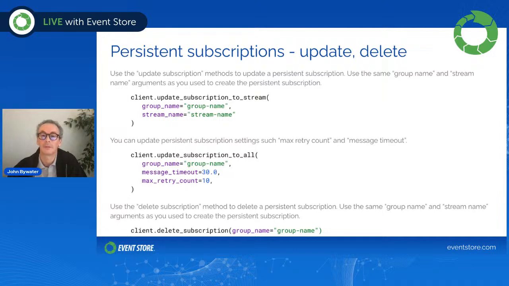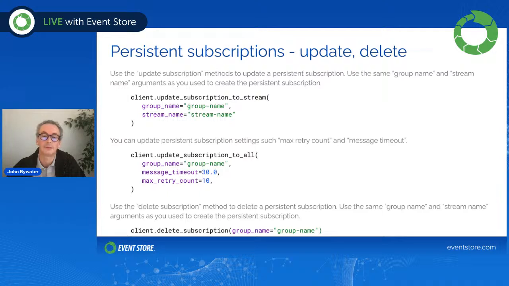Persistent subscriptions can be updated and also deleted. When we update a subscription to a stream, like when we're reading, we need to pass the same group name and stream name. When we're updating a subscription to all, we just need to provide the group name. We can change the settings of a persistent subscription in this way. There are quite a few settings, and you could look at the documentation to see exactly what you can do. One thing you can't do is change the consumer strategy or the filters, but you can change other things like the message timeout and the max retry count.